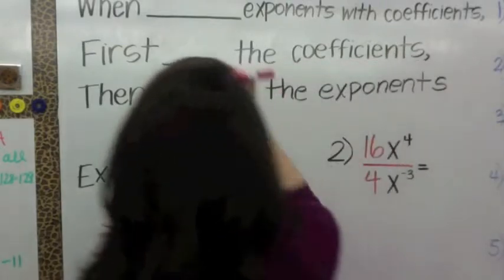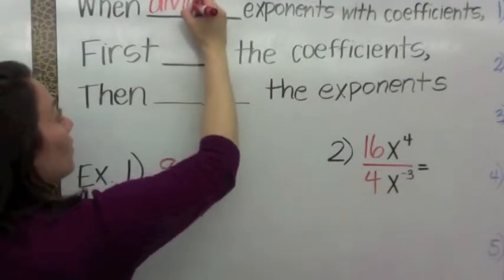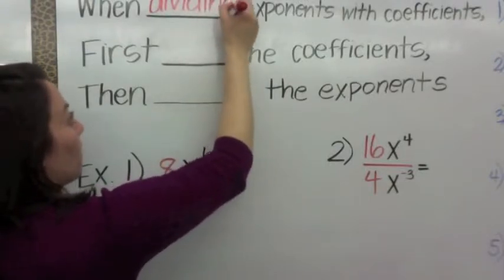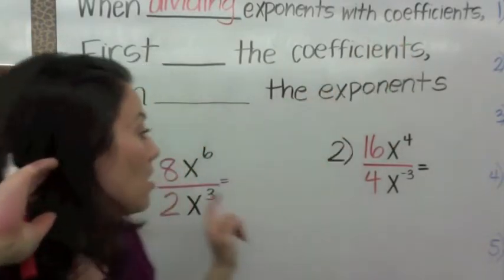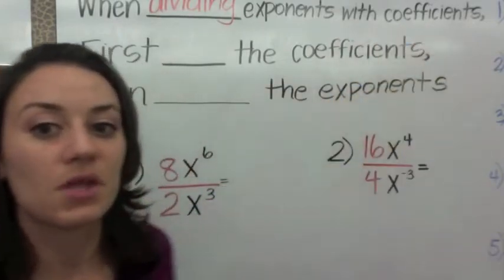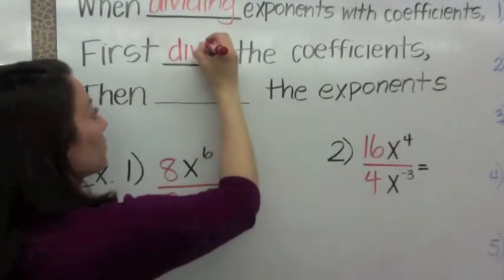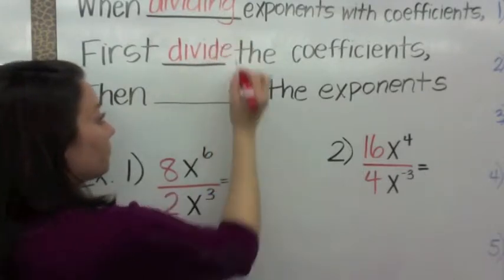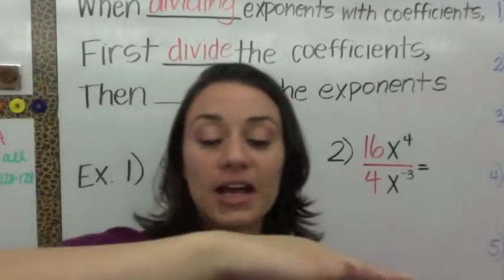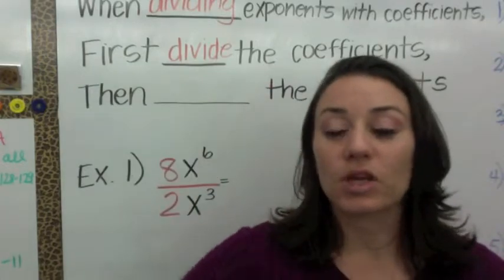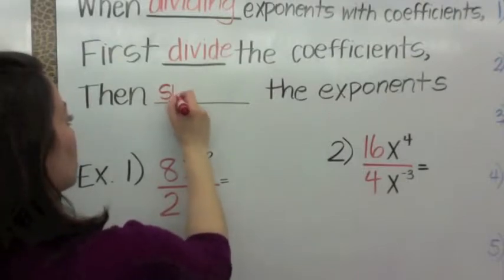So we're going to say, when dividing exponents with coefficients, first you're actually going to divide the coefficients. Coefficients are numbers. And what will you do to the exponents? When you divide exponents, you subtract. Then we're going to subtract the exponents.